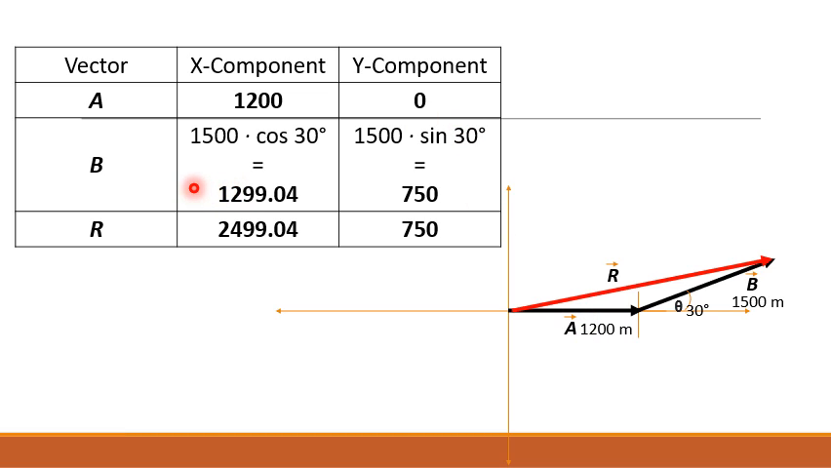Next, for B, let's multiply 1,500 with the cosine of 30. The answer is 1,299.04. Then let's do the same with the y component, 1,500 multiplied to the sine of 30. The answer is 750. To get the R, or resultant, we just have to add the entries for the x component. The sum is 2,499.04, and the sum of the y components is 750. Take note, we always have to use the correct angles so that we can arrive at the correct answer.